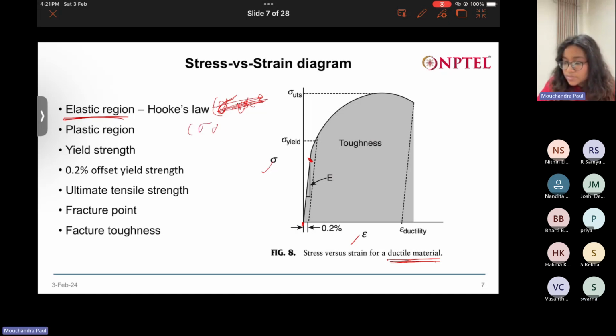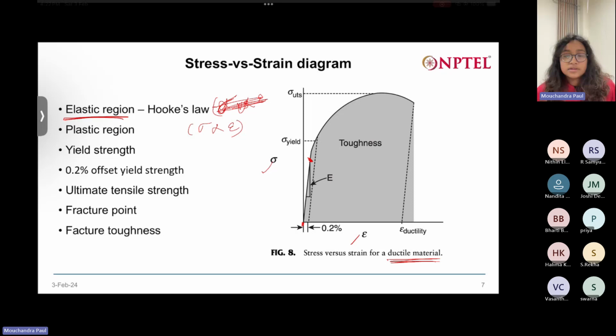Stress is reciprocal to strain, because within this region, however much stress is generated within the material, an equivalent amount of strain is generated. So that is the Hooke's law region, or the elastic region.